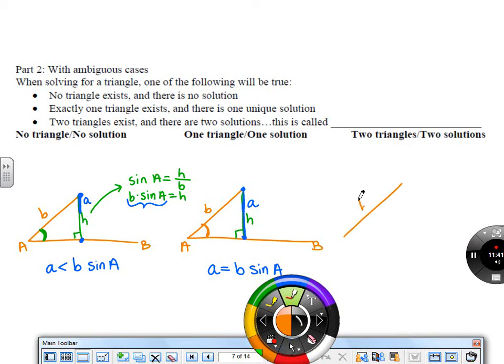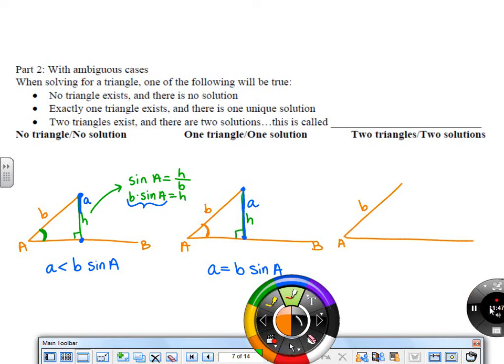So again, we have a distance B that's going unchanged. We have an angle A. Remember that this angle is set and that the minimum distance to build the triangle would be this height right here. So what if our side A is longer than that height? But it's not longer than side B, because if it was longer than side B, we wouldn't be analyzing this situation. We already know there'd be exactly one triangle.